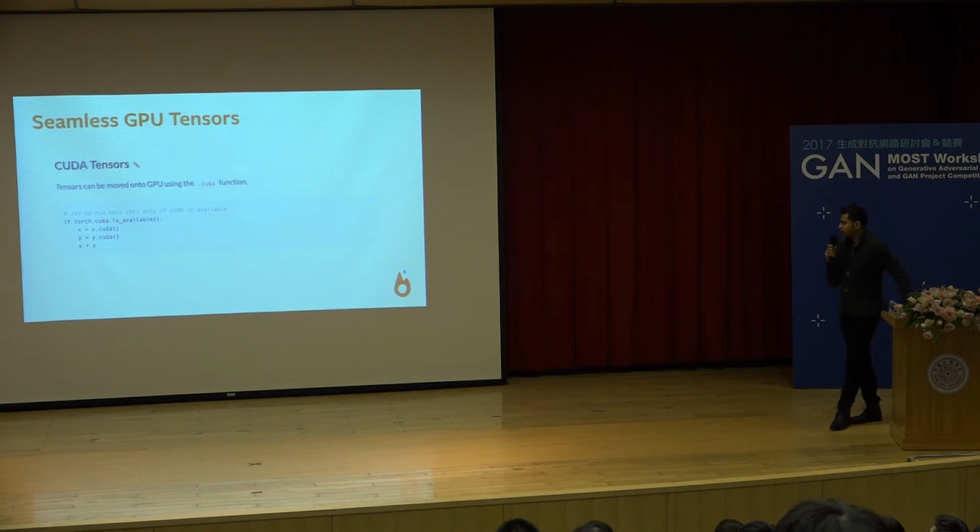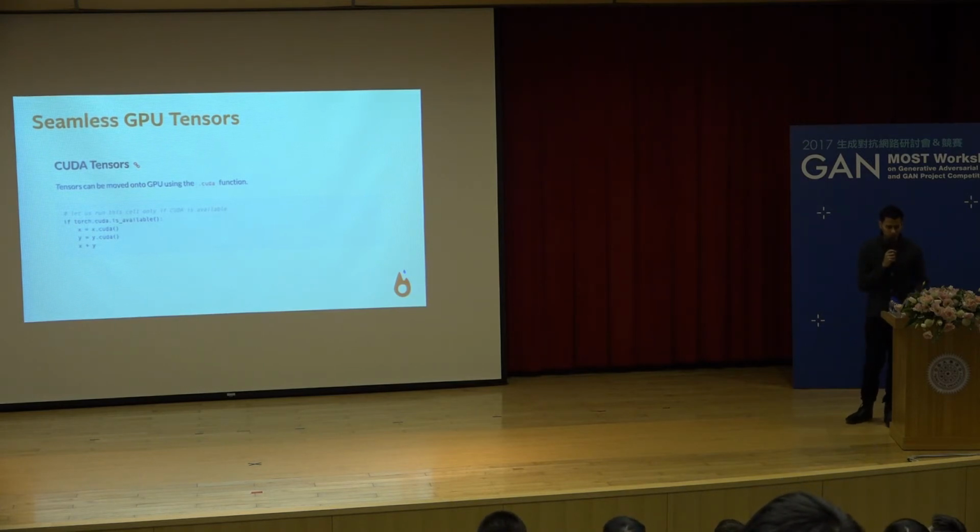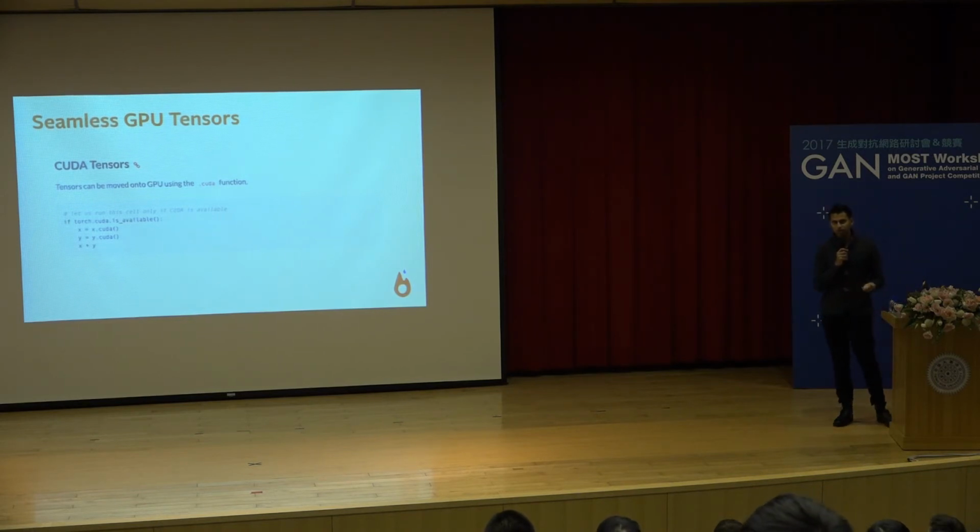And if you want to use NVIDIA GPUs, you can just call .cuda on a tensor, and it will automatically be converted to CUDA. And then any operation you do on this particular tensor will be done on the GPU. So when you call .cuda, the tensor memory is moved over from the CPU over to the GPU memory. And any subsequent operations are done on the GPU.